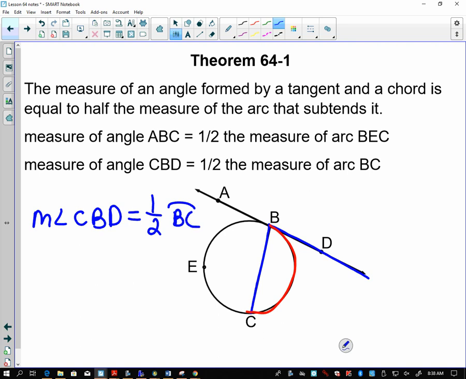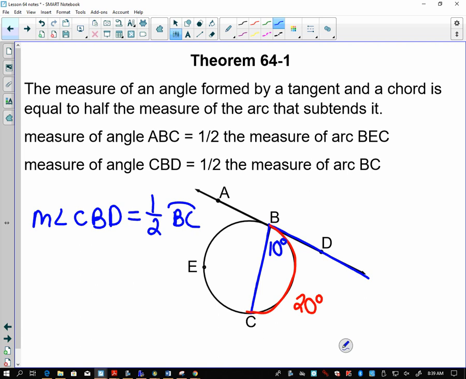Just for instance, somebody give me a two-digit number. 20, is that what you said? All right, so let's say that we know that the measure of arc BC is 20 degrees. Obviously it's more than that, but just for the sake of doing the math, what then would be the measure of angle CBD? 10 degrees. Does this make sense? It's not a complicated relationship.